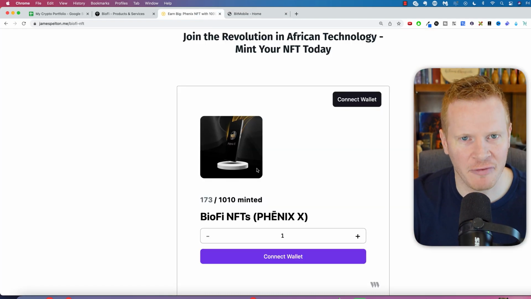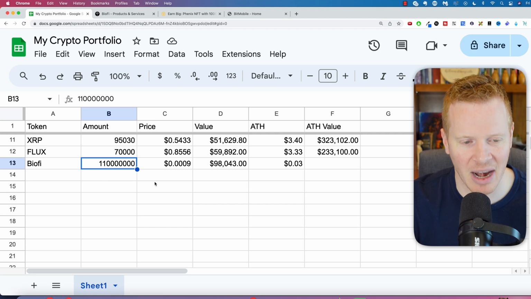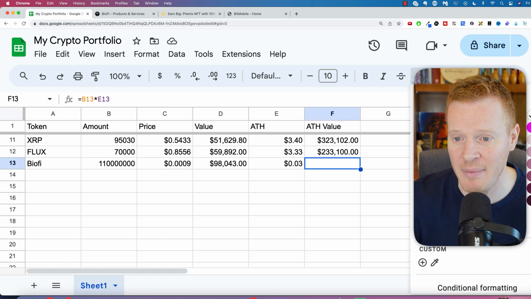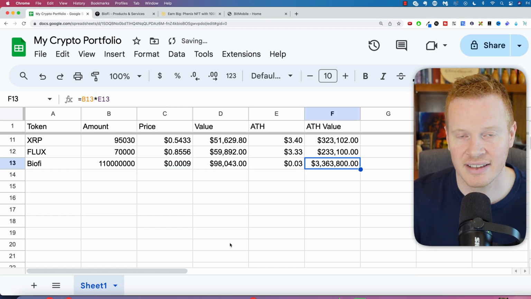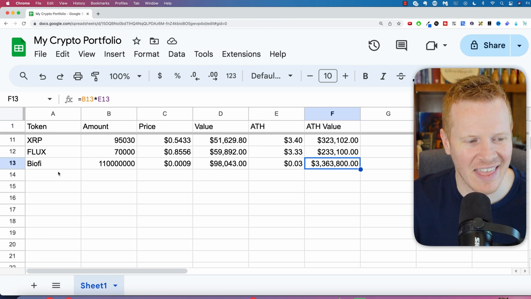Of course, we have the Biofi NFTs to help fund the initial batch of phones, but I'm a big fan of this one. I have like 110 million Biofi. Okay, I have a lot of Biofi. It's currently at this price, so I have about 100K worth of Biofi. If we get back to all-time highs of 3 cents, I'm going to have about over $3 million worth of Biofi. So again, hoping that that happens.